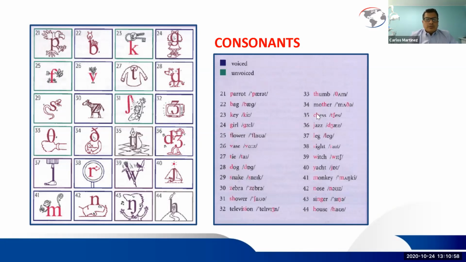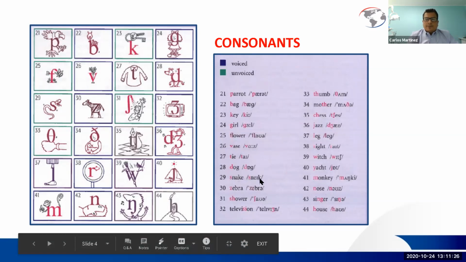Very good. Then we have number 35, this little symbol like a T and a long S. This is ch, unvoiced, sorry, chess. Very good. You see, chess, ch, is different than the sh. This is sh, this is ch. If you want an equivalent in Spanish, this would be sh, like in Ancash, and this would be the ch, like in Huacho. Chess.